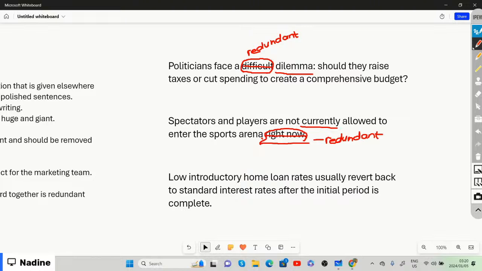And having unnecessary repetition of words, right? It makes the sentence wordy. It makes it unnecessarily lengthy. And the sentence looks as if it is unpolished, or as if the sentence is not complete.